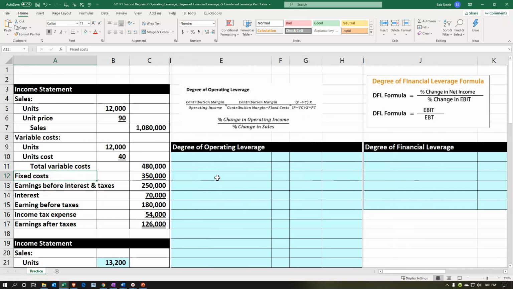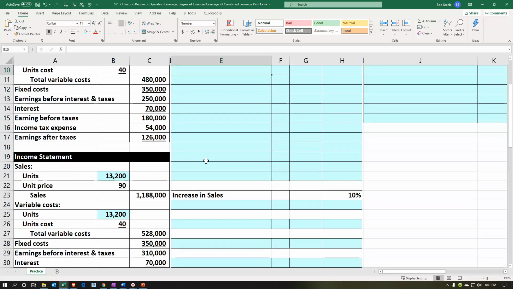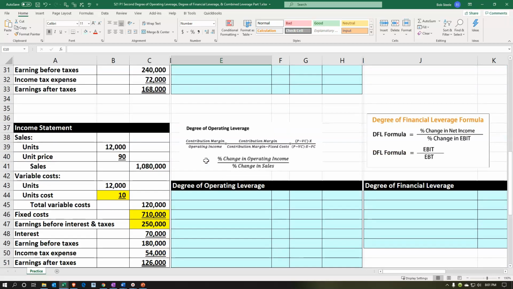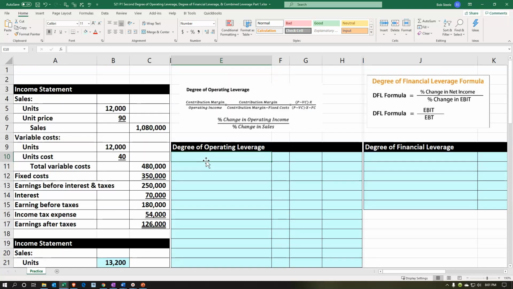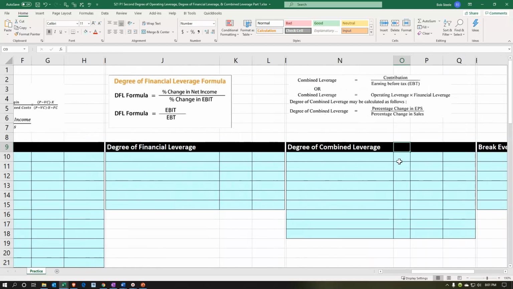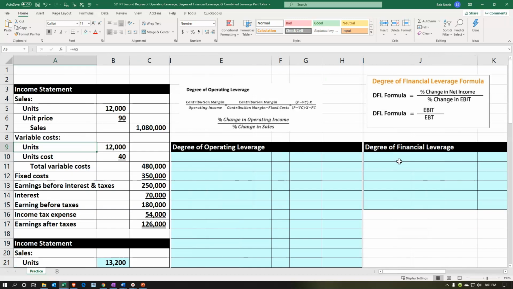We're going to do a couple different scenarios, focusing this time on the degree of operating leverage, and we're going to do another scenario down here to see the effect of some changes in the degree of operating leverage. Then in part 2 of the practice problem, we will continue on with the degree of financial leverage, the combined leverage, and the break-even analysis.